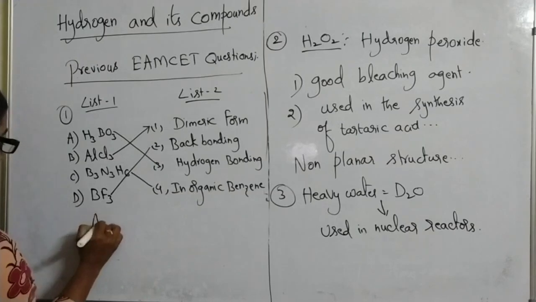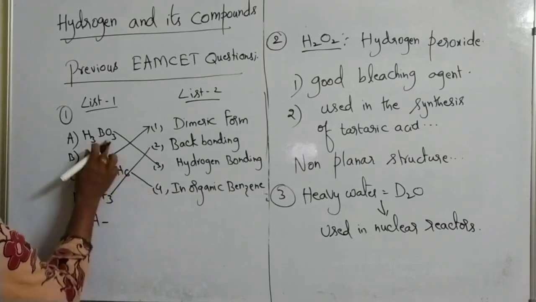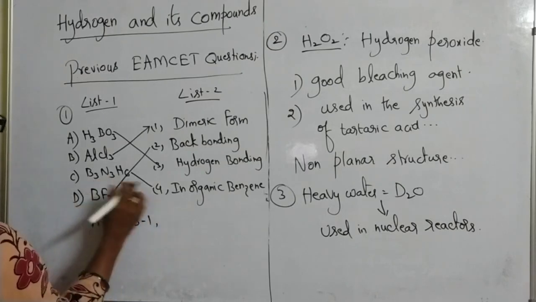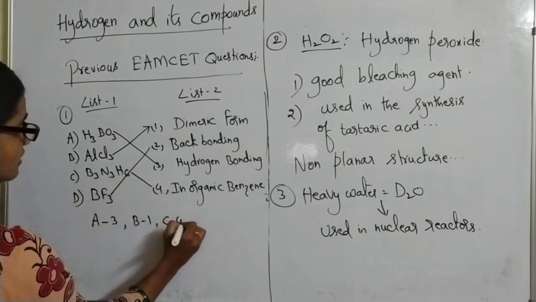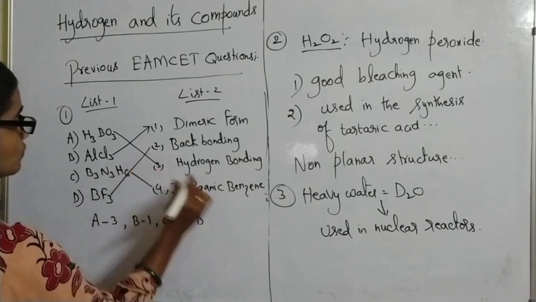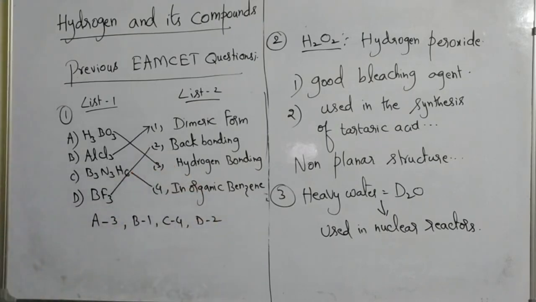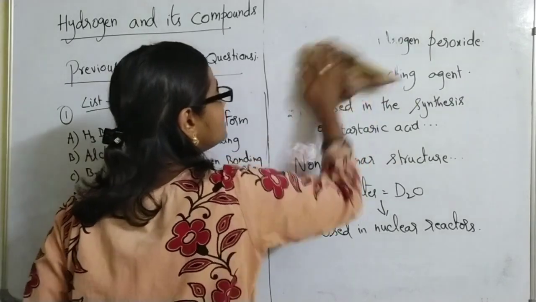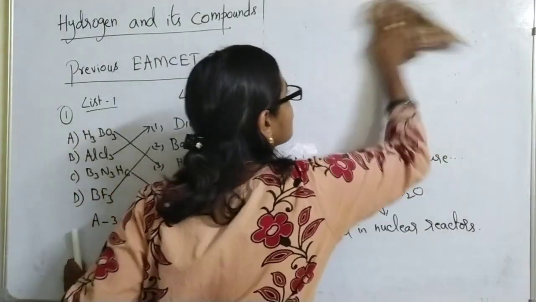So options are what? A3, B1, C4, D2. Okay, so these are the options which you will get for this match the following. Yes, next we will go for the second question, which is also considered as match the following only. Okay, please look at this. This is also your previous EAMCET question.